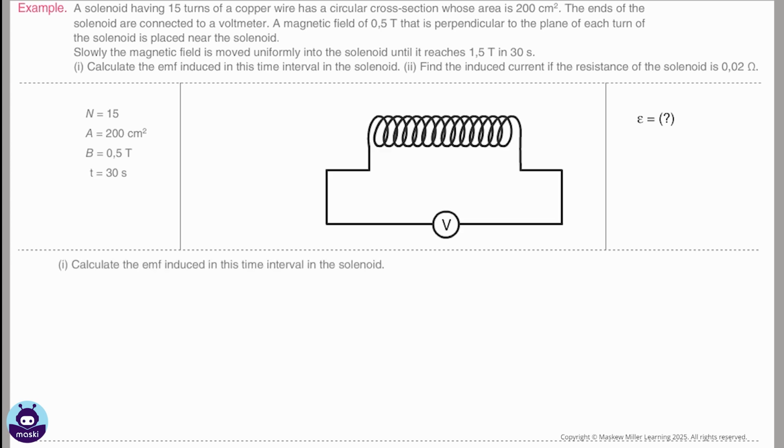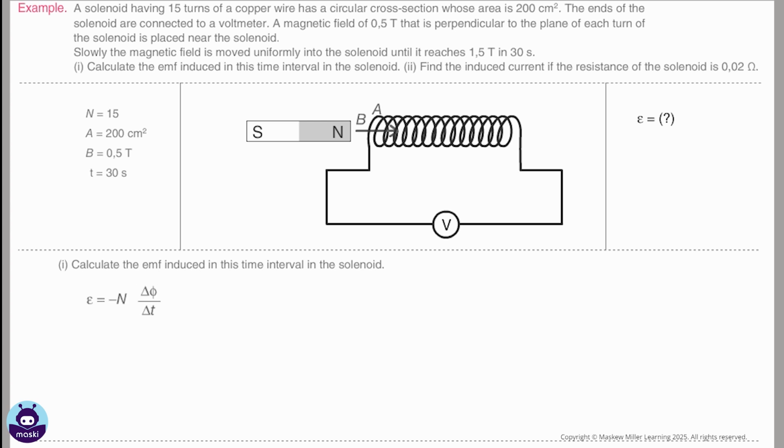We draw a diagram to assist us in solving this problem. We may assume that there is a bar magnet near the solenoid, where the initial magnetic field experienced by the solenoid is 0.5 Tesla. Slowly, the magnet is moved in so that the field increases to 1.5 Tesla in 30 seconds. We are required to find the induced EMF during these 30 seconds.